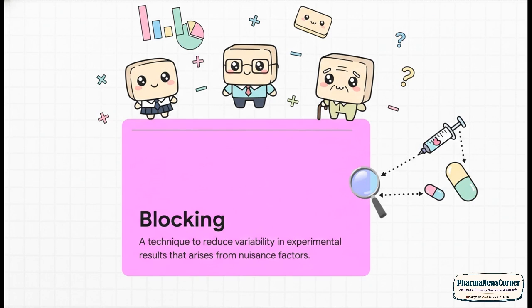Let's imagine you're testing a new medicine. Now, you already know that a person's age might change how they react, right? So instead of just testing on a random jumble of people, you get smart. You create blocks, one for younger people, one for middle-aged people, and one for older people. Then you test the medicine inside each of those groups separately.